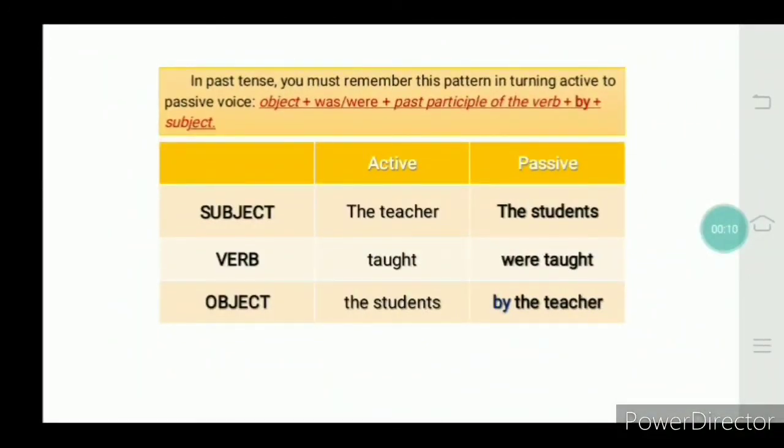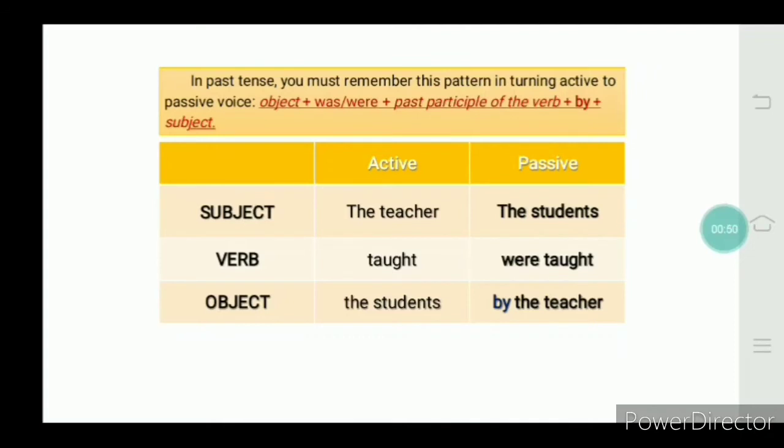In past tense, you must remember this pattern in turning active to passive voice. Object plus was or were plus past participle of the verb plus by plus subject. We will know that we will use was or were if the verb is in past tense. How will we know? Because there, our subject is the teacher, our verb is taught, and our object is the students. The verb is taught, which is the past tense of teach. Therefore, we will not use is or are. We will use was or were.